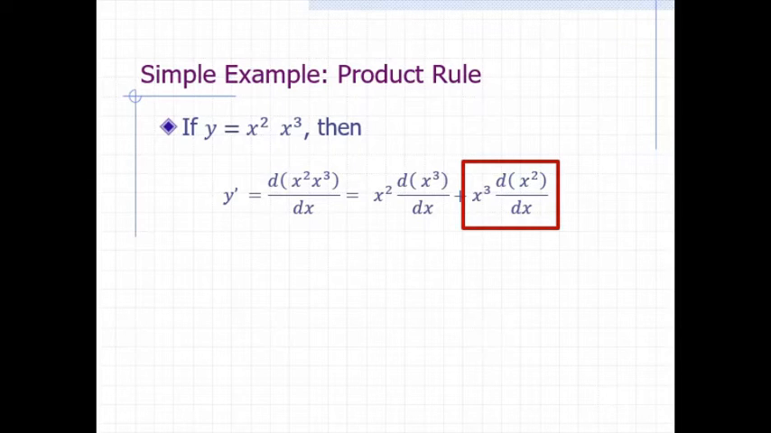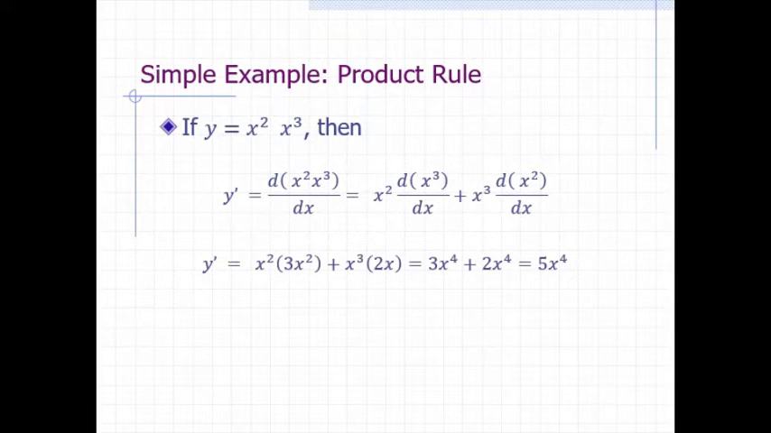Let's go ahead and simplify our expression for the derivative. The derivative of x cubed is 3x squared. Multiplying it by x squared gives us 3x to the fourth power. The derivative of x squared is 2x. Multiplying it by x cubed gives us 2x to the fourth power. Adding 3x to the fourth power and 2x to the fourth power gives us 5x to the fourth power.